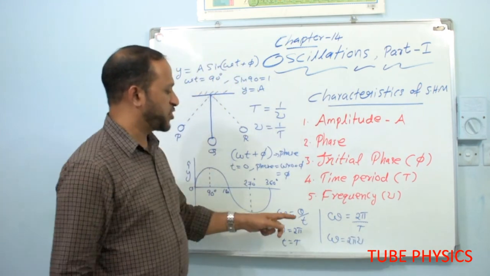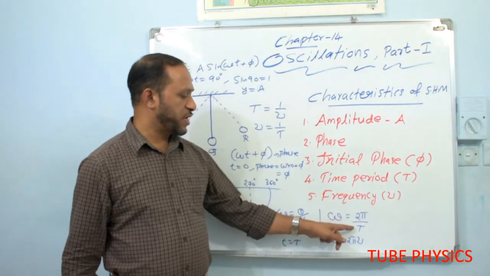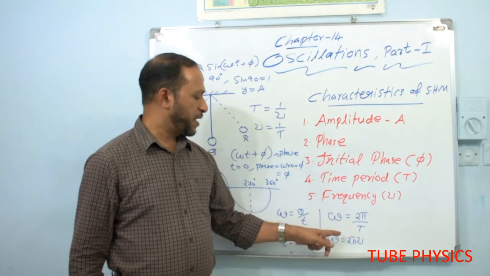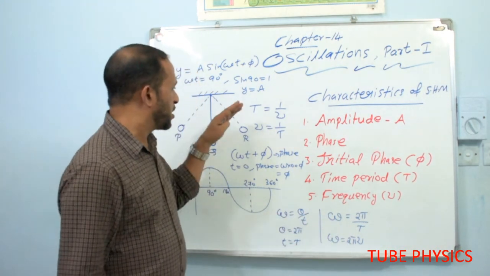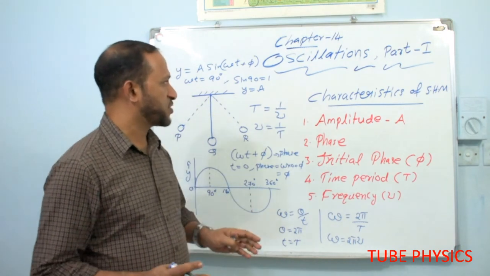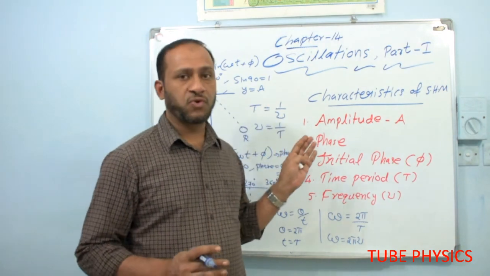So we have got two equations for angular velocity. In terms of time period it is 2 pi by T, and in terms of frequency it is 2 pi nu. So these are the important basic points which are needed for studying this lesson of oscillation.